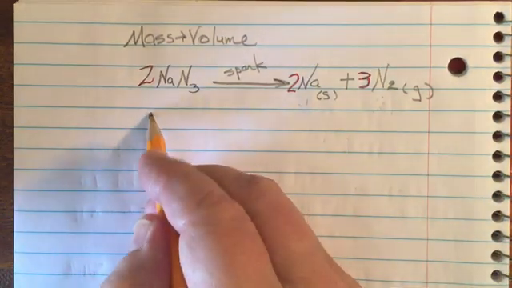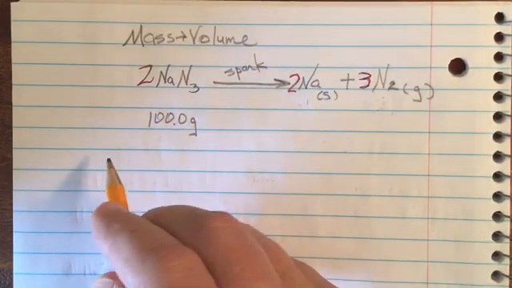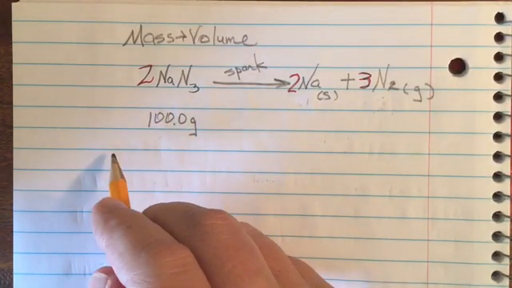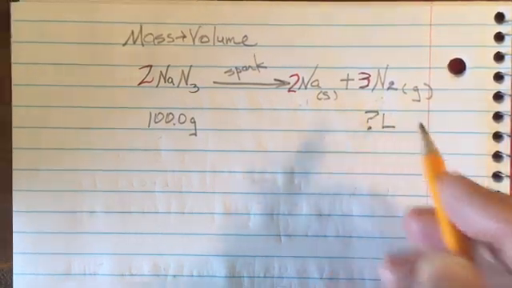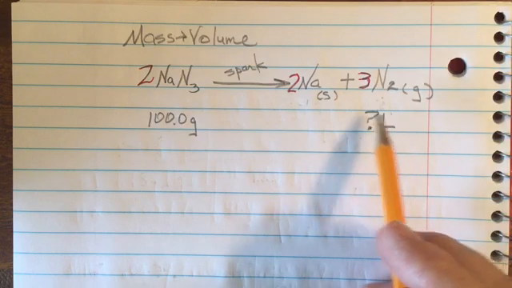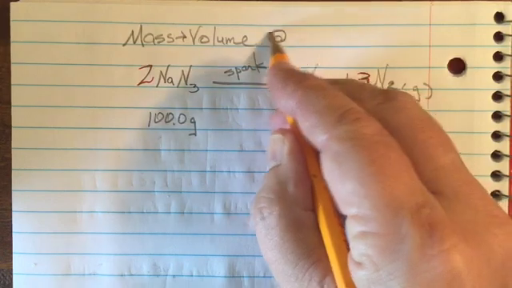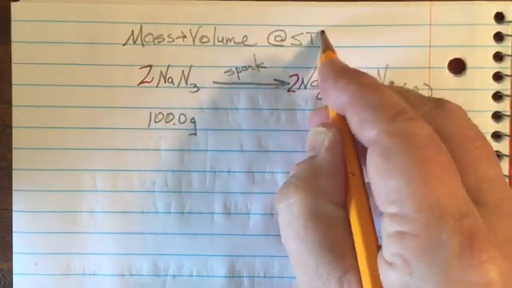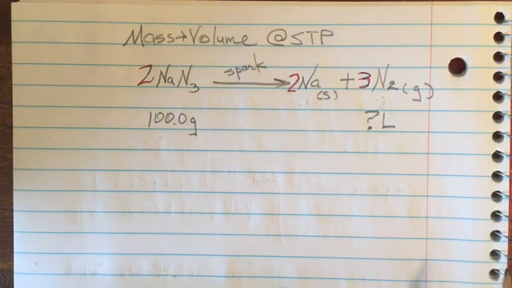If we start out with 100 grams of sodium azide in a car safety airbag, how many liters of gas will that produce? Now let's keep in mind, we can only use the molar volume value that we're familiar with if we're working at STP. And I'm going to write that caveat up here. At standard temperature and pressure, there's always 22.4 liters per mole of any gas.